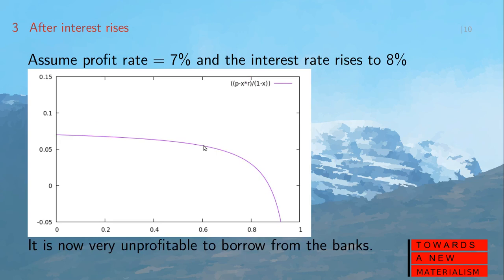On the other hand, if the interest rate rose to 8% instead of 5%, what you find is that if the firm borrows nothing, it is making 7%. But as its borrowing increases, its profitability falls sharply and it ends up making a loss. If it borrows 95% or just over 90% of its capital from the banks, it'll be making minus 5% profit. So, completely different outcomes according to whether the rate of interest is above or below the current rate of profit.